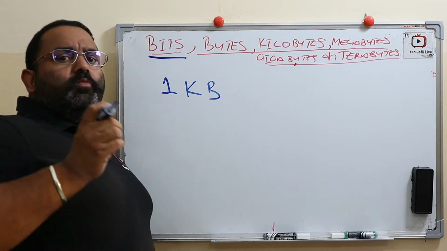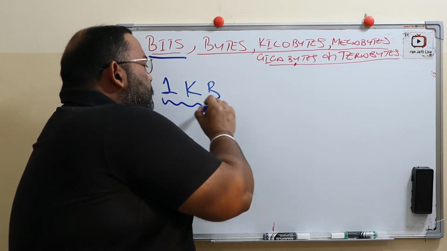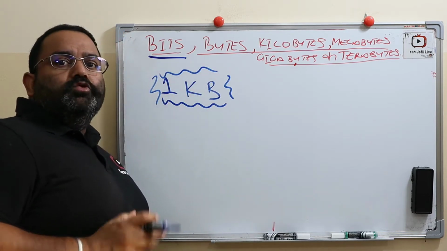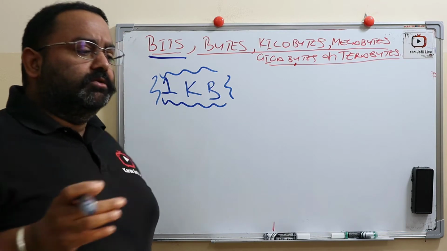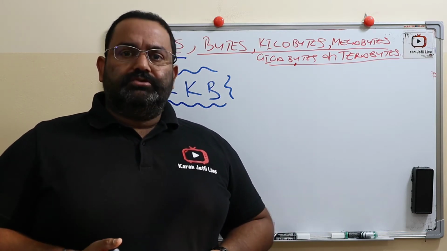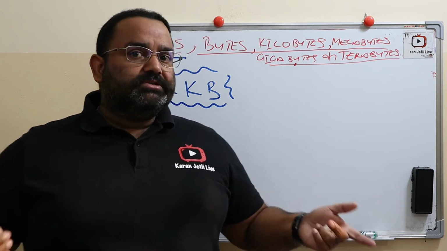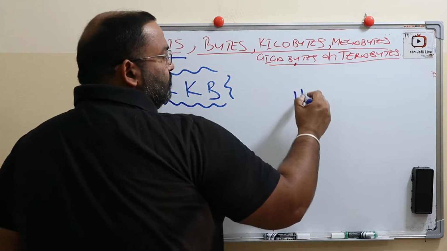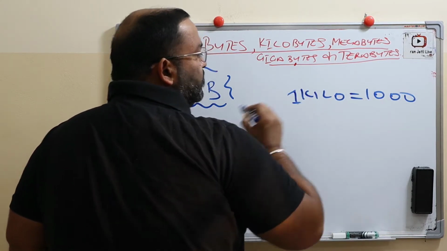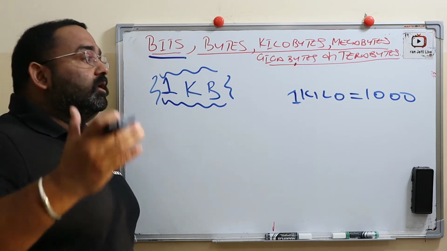So 1 kilobyte is how much? Now to explain you this, let us talk about kilo. Now what is a kilo? In our real life we use kilos. 1 kilogram, 1 kilometer. So what is kilo? So 1 kilo is equal to 1000. 1 kilo is equal to 1000 in real life.